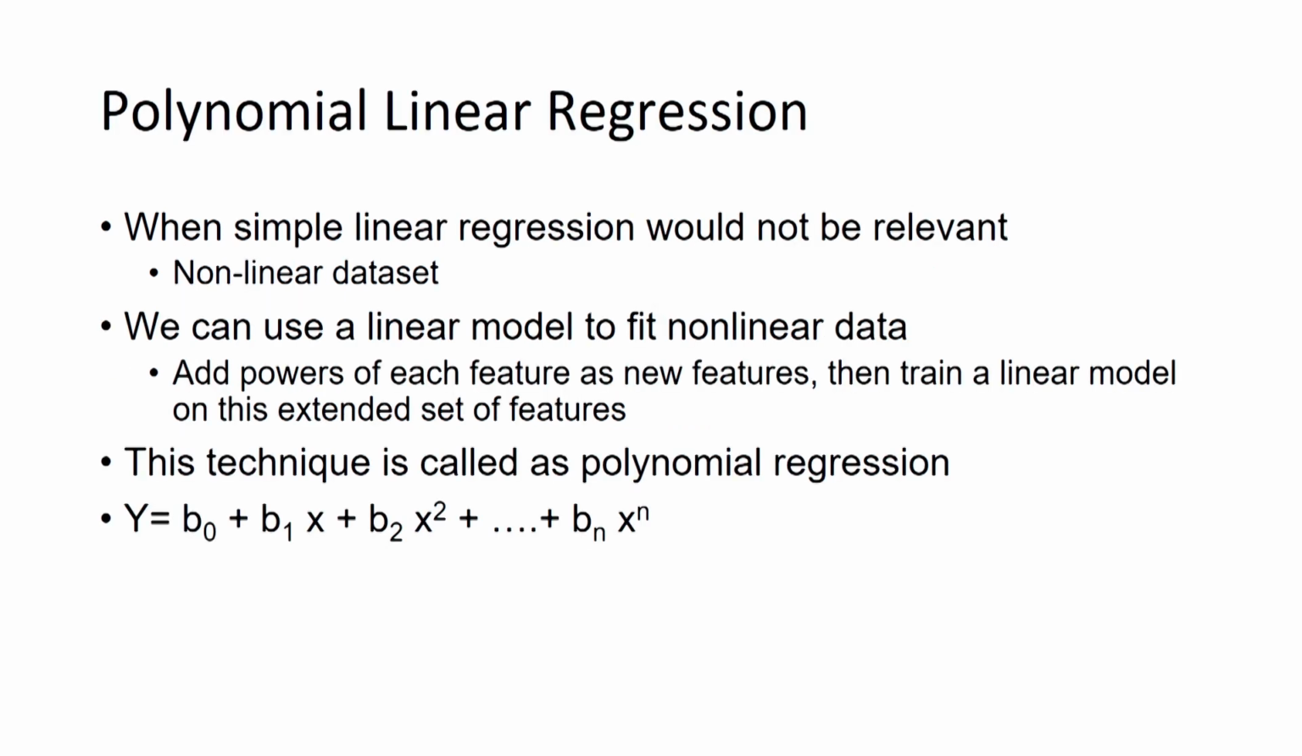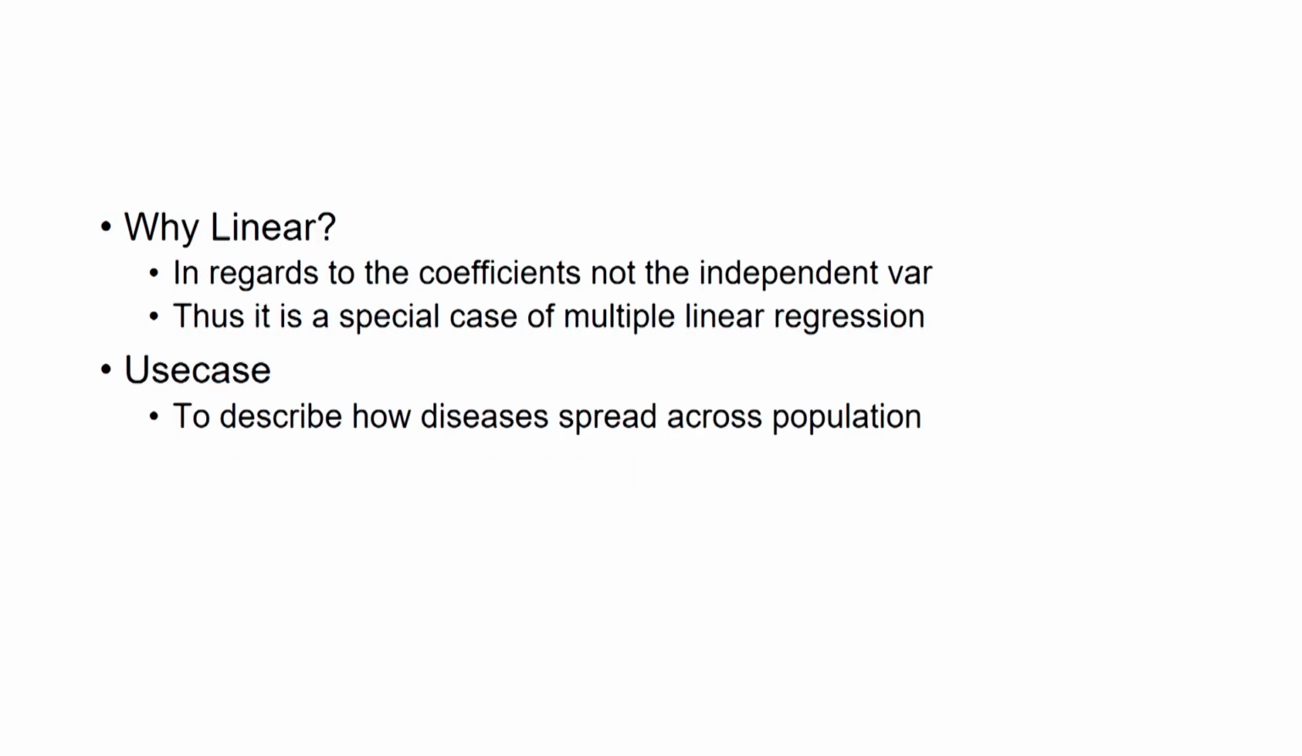So, here you see b naught, b1, b2, b3 and so on. These are the coefficients and there is no power of these. So, that is why we are saying it is linear. We are not defining it in terms of the independent variables' powers, we are saying it is linear in terms of coefficients. So, we can say now it is a special case of multiple linear regression.